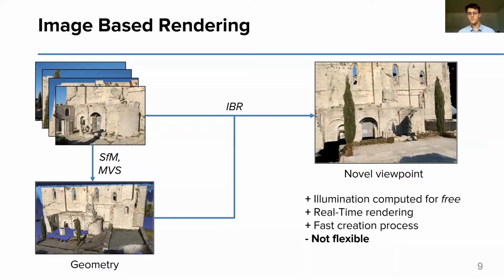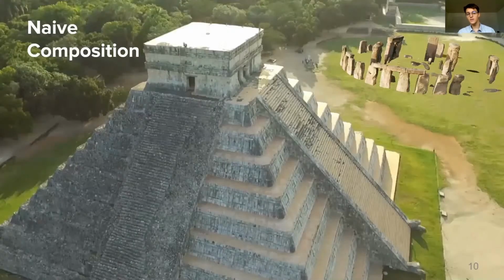However, the fact that everything is computed in the photographs also means that tweaking the appearance of the final render is quite difficult. And using IBR, we can generate this image, this composition, and this illustrates quite well the drawback of IBR. Since everything is computed in the photographs, lighting is very inconsistent here, as I explained before.